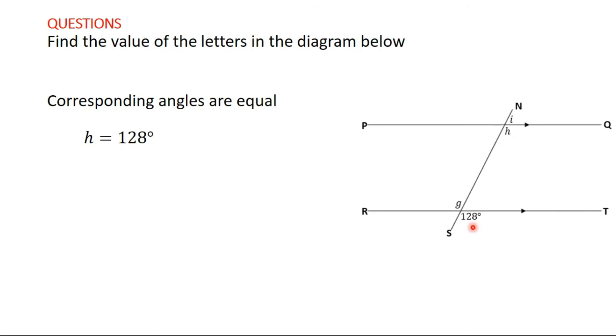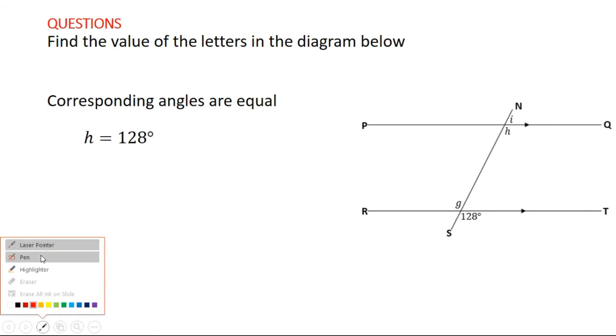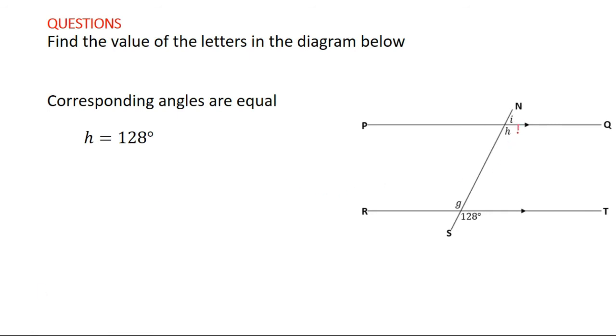That is simple, right? Now let's look at the relationship between H and G. Looking at the position of H and G, they are alternate angles. Look at the position very well. H and G are alternate angles. What do we know about alternate angles? Alternate angles are equal. So H is equal to G. We've already found H to be 128 degrees. So G is also 128 degrees.